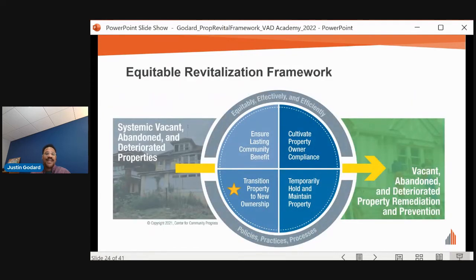Now, if compliance efforts worked in every case, this would be the end of the presentation. However, we all know that many VAT properties are stuck in a condition and that additional tactics must be employed to move them toward remediation, including transferring them to new owners.